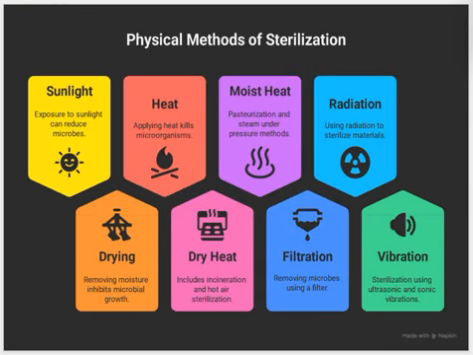Physical methods offer diverse ways to sterilize materials. Sunlight, especially UV rays, can reduce microbes. Heat, both dry and moist, kills microorganisms through protein damage. Radiation uses energy waves to sterilize, while drying removes moisture needed for growth. Filtration physically removes microbes, and vibration uses sound waves to disrupt them. Each method works differently, offering options depending on the material and situation.